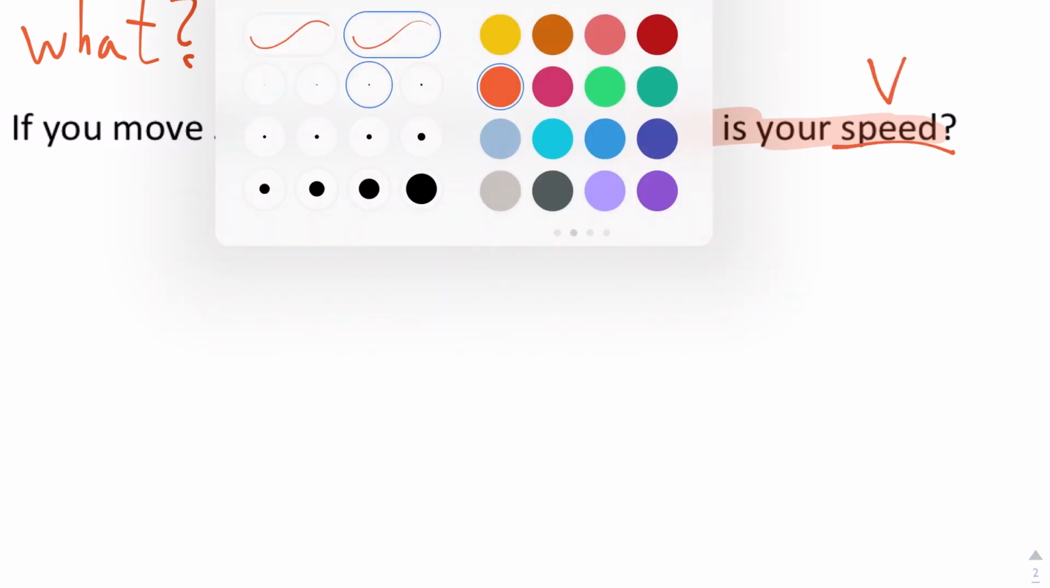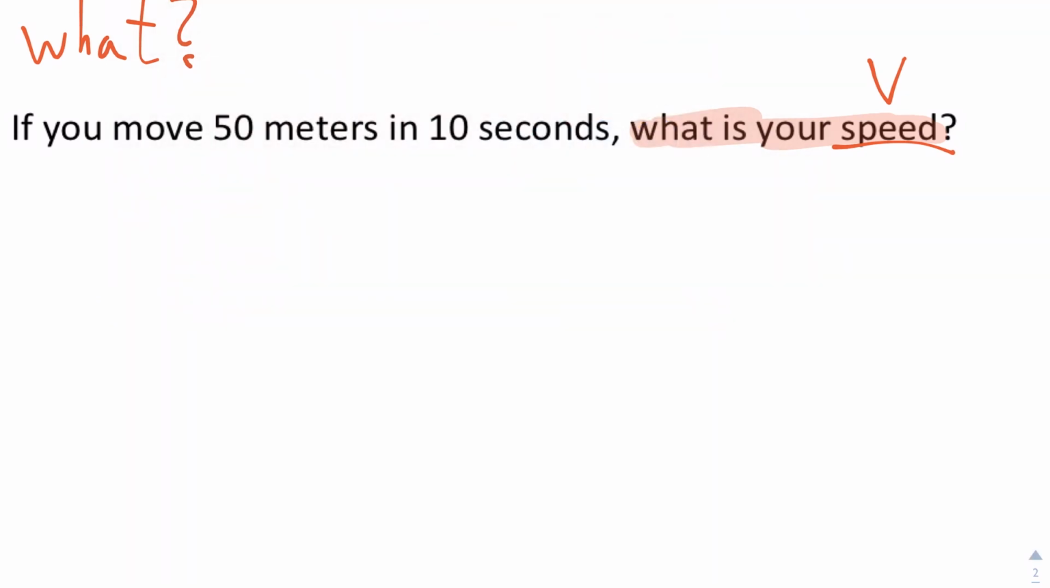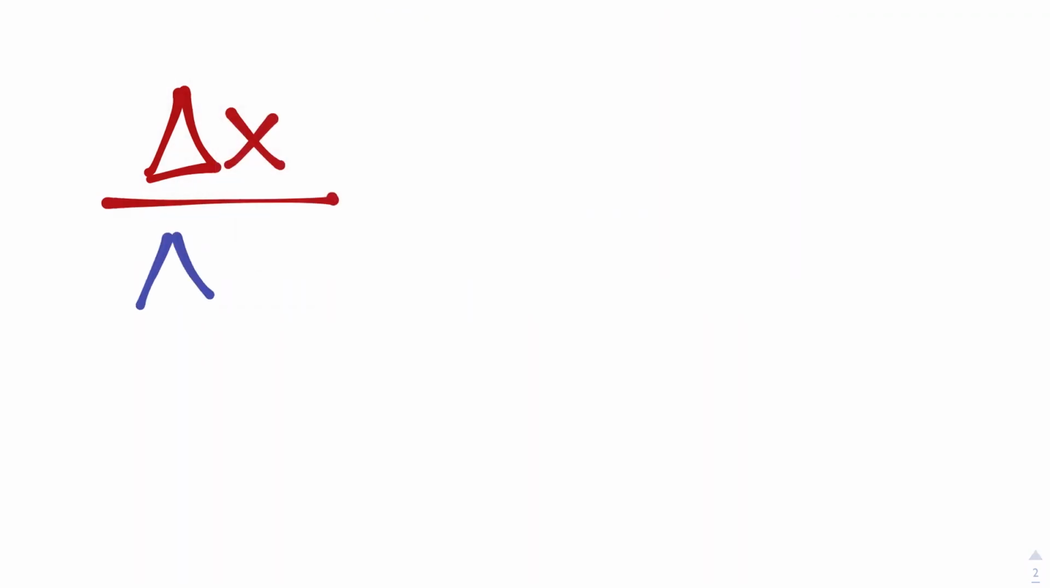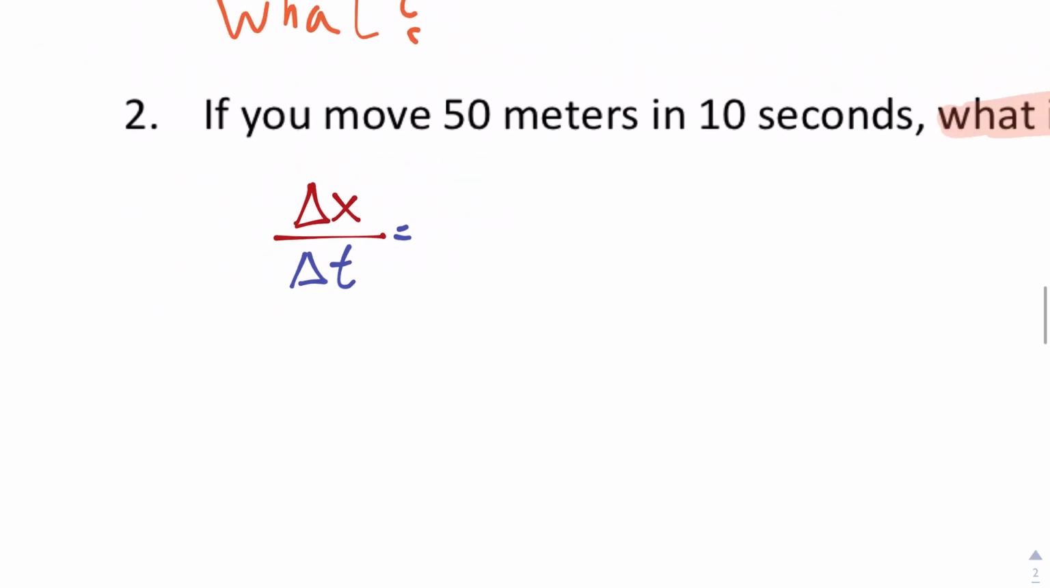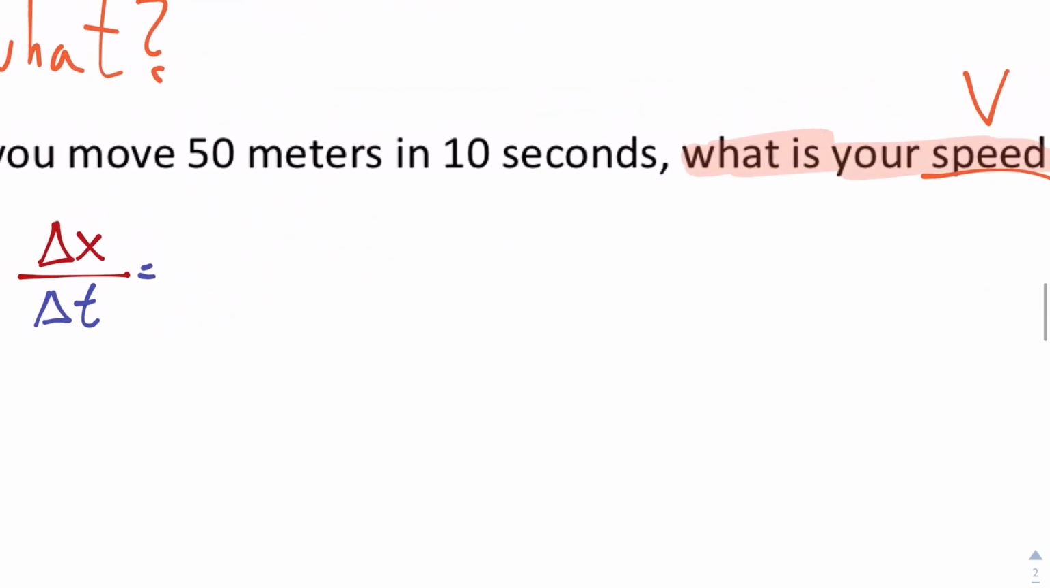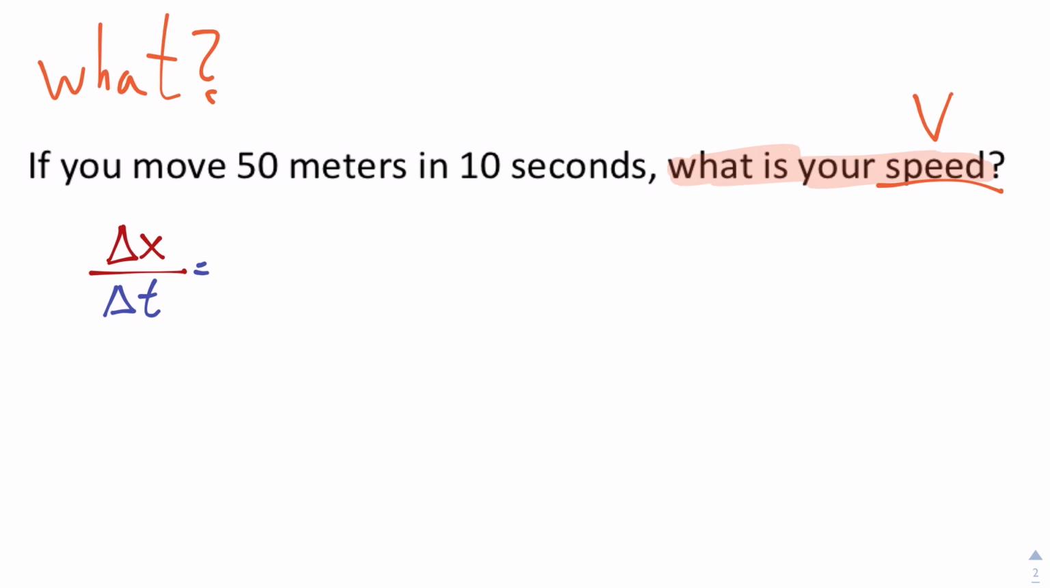So, the next thing I'm going to do, write down the equation. Delta x over delta t. That's the equation. That's how you find speed. The change in your position divided by time. All right, now we go back into the problem.